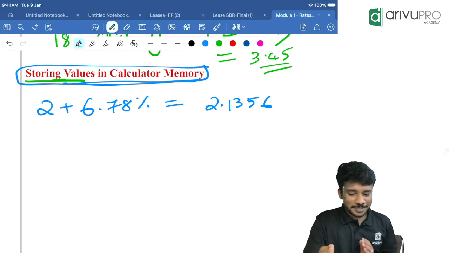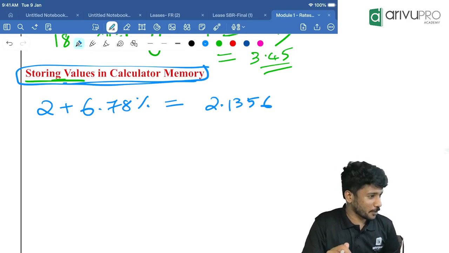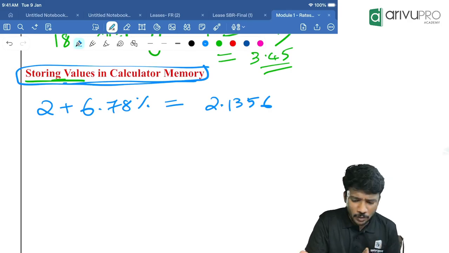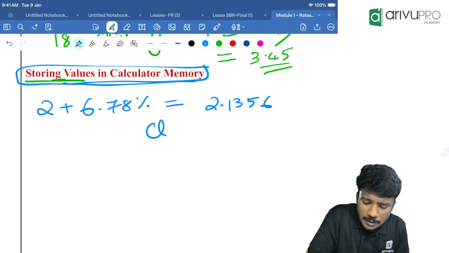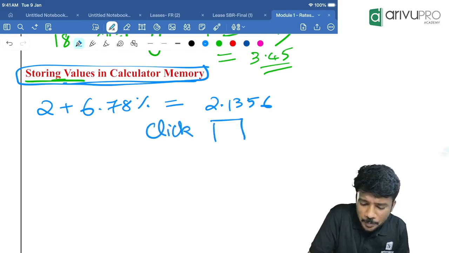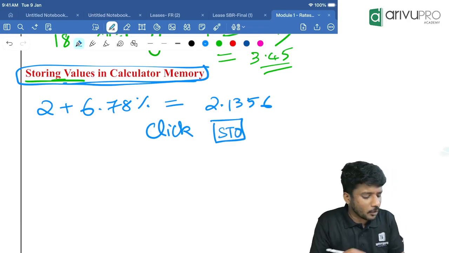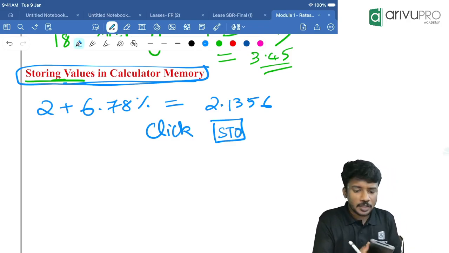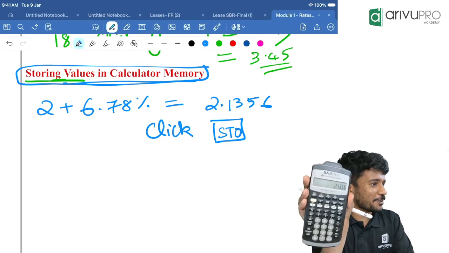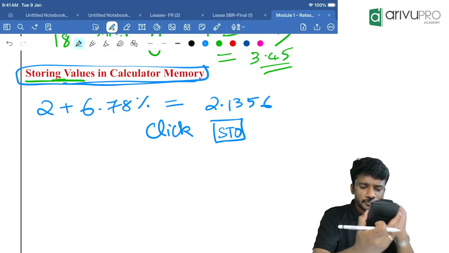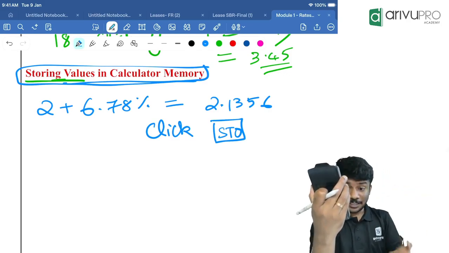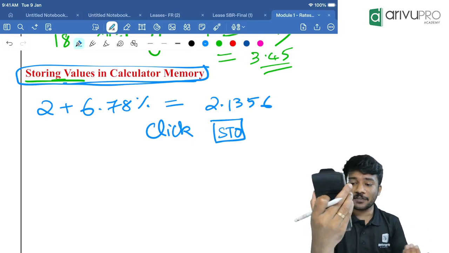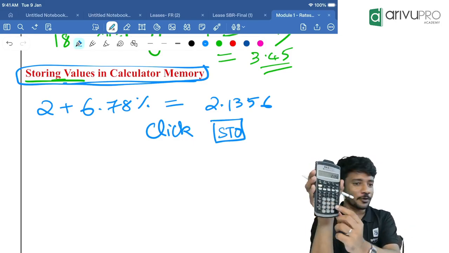Now, if you ask me, it's a bigger value. Four decimal points are there. Now, in order to store this, click the store button, the STO button on your calculator. Then nothing happened. It is like that itself. It is not going to change. Now, use your values. 1 is there, 2 is there, 0, 3, 4, 5, 6, 7, 8 are there on your calculator.